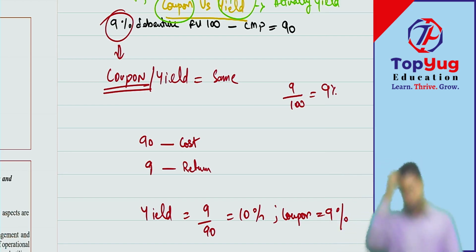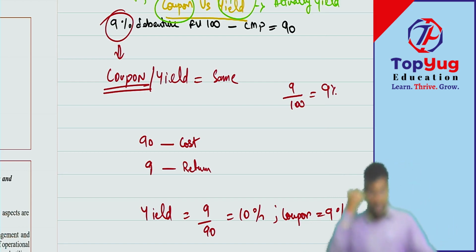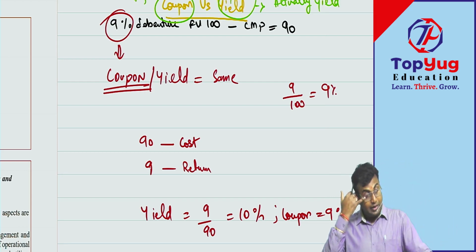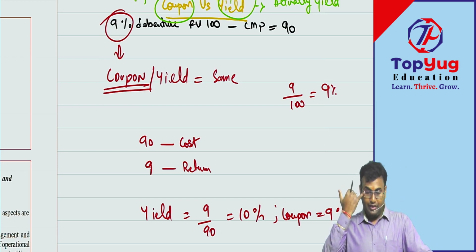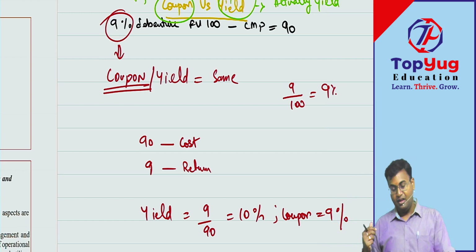Please write down this example. A 9% debenture with face value 100, currently trading at a market price of 90. So the 9% debenture represents the coupon. Yield would be nothing but 9 divided by 90.